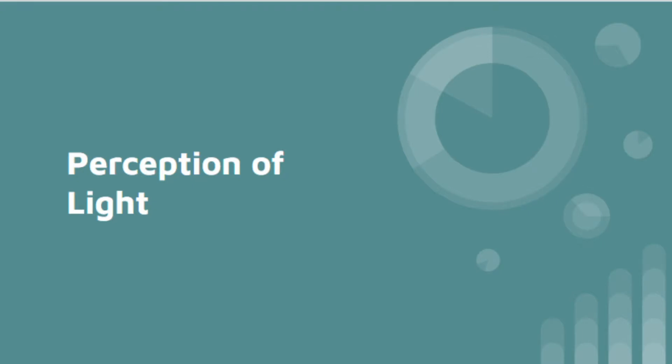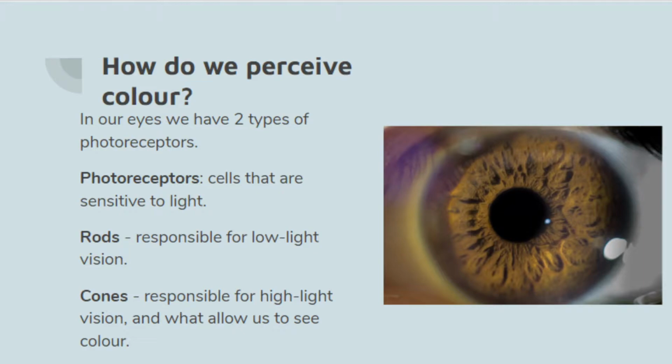Okay, we're back, everybody. Today we're going to talk about the perception of light. And to start off, we're going to talk about how we perceive color. In our eyes, we have two types of photoreceptors. A photoreceptor is a fancy word for cells that are sensitive to light. So photo meaning light, and receptor meaning taking in.